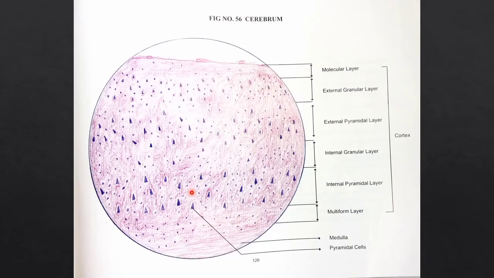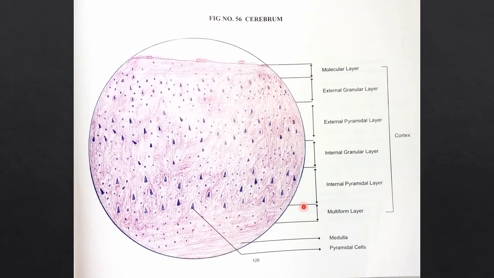This is a hand-drawn diagram of the cerebrum. You can identify these pyramidal shaped cells, and here you can see the molecular layer inside. Then after that you can identify the granular layer. Then the pyramidal cell layer: small pyramidal cells are present in the external pyramidal cell layer. Then in the internal pyramidal layer you can identify the giant pyramidal cells of Betz. So these are all the structures which we can identify in the cerebrum. In the medullary part, pyramidal cells are also present, extending into the medullary part. So these are the identification points of the cerebrum.